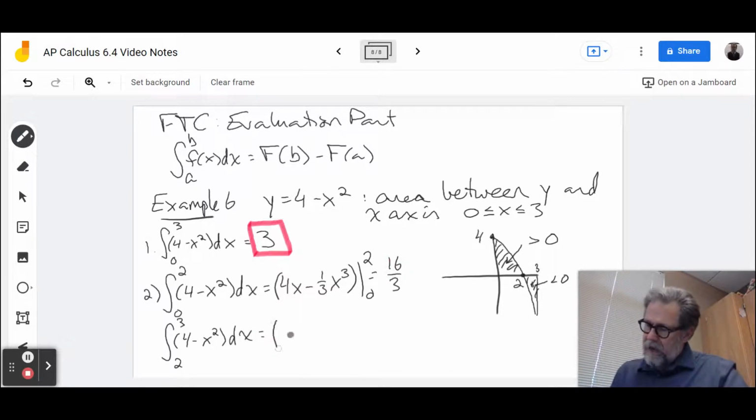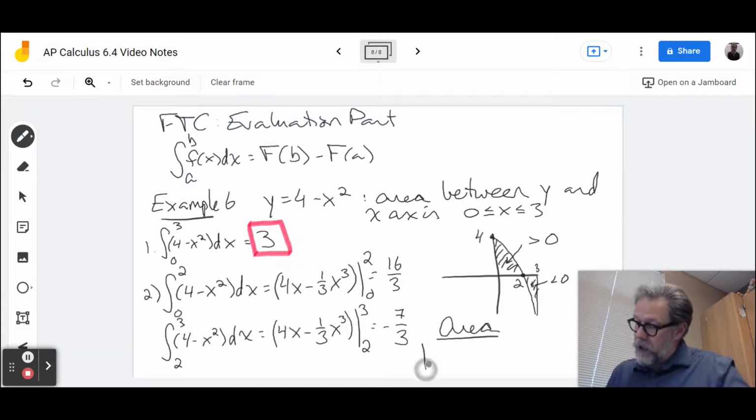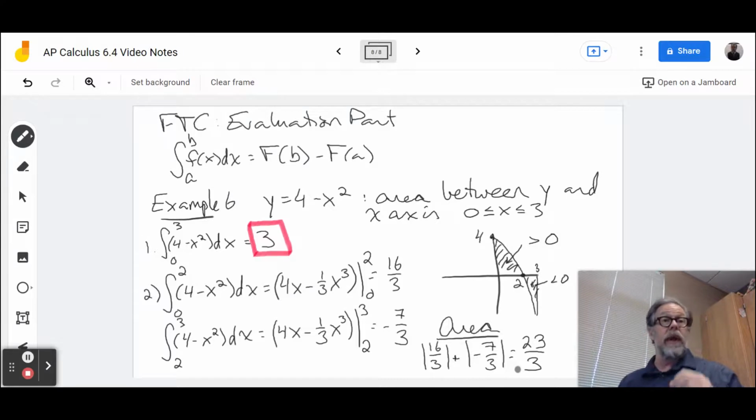And when I evaluate this antiderivative, 4x minus 1/3 x cubed, from 2 to 3, what I discover is that this evaluates out to negative 7/3. My actual area between y equals and the x-axis is going to be the absolute value of each of these sections. And notice that this is 23/3, which is significantly more than 3.